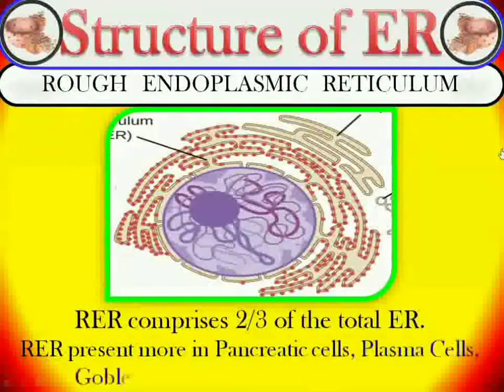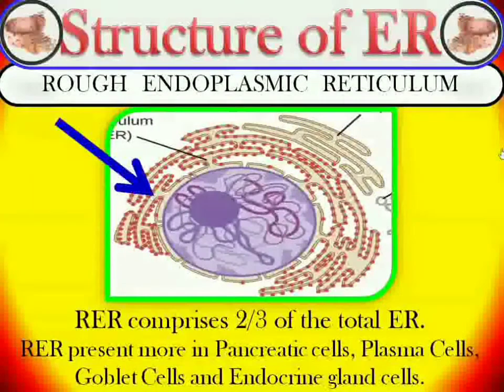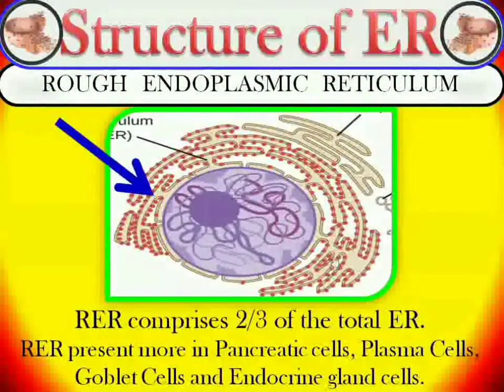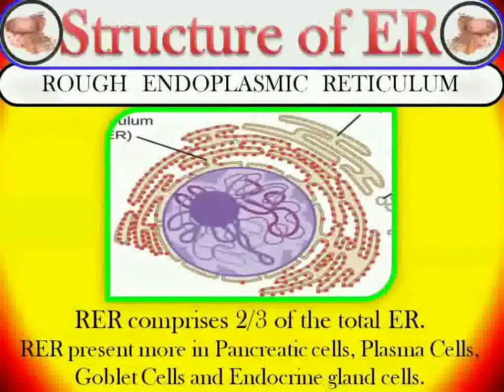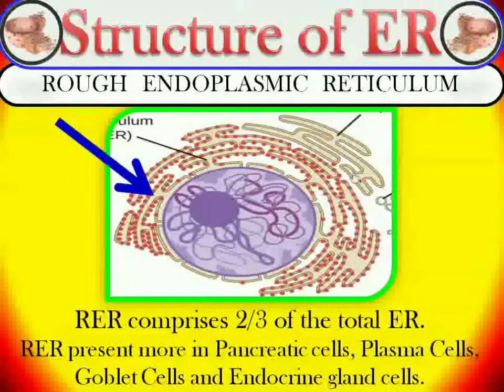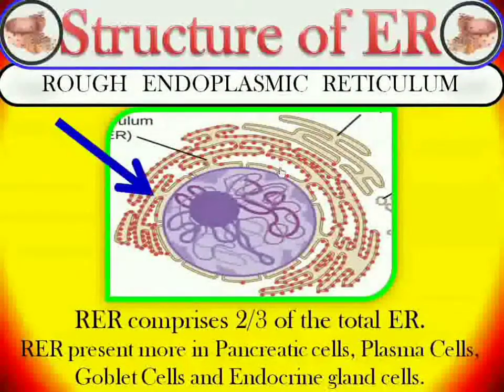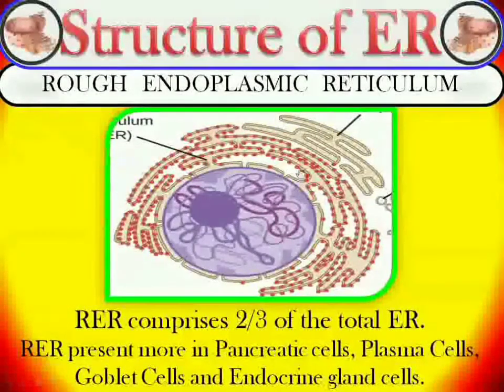Then the rough endoplasmic reticulum comprises two-thirds of the total endoplasmic reticulum. That means you can see this is the entire endoplasmic reticulum, and in this, the major part is rough endoplasmic reticulum. Some part of the endoplasmic reticulum has no ribosomes, and that part is very little when compared with the rough endoplasmic reticulum. So in the total endoplasmic reticulum, two-thirds comprises rough endoplasmic reticulum.